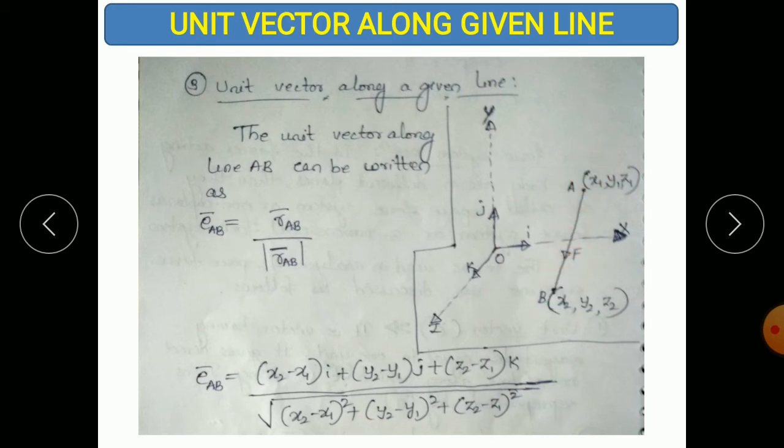Okay, so the unit vector along AB is given by r bar AB, which is a position vector, divided by the magnitude of that position vector. Modulus means magnitude, we need to take its magnitude. So r bar AB is a position vector, same like earlier one: (x2 minus x1) into i, (y2 minus y1) into j, plus (z2 minus z1) into k. So in the previous slide I explained how to take the position vector divided by magnitude.